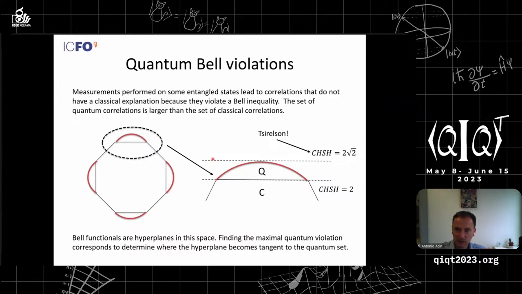This violates the Bell inequality, and this is the maximal quantum violation of the Bell inequality. I'm representing this for the standard case of the Clauser-Horne-Shimony-Holt scenario that you may know, but I hope you understand that generically this is a very standard situation. You have a set of classical correlations, the faces of this set are Bell inequalities, and regions beyond these hyperplanes, within the quantum set, are points violating a Bell inequality.